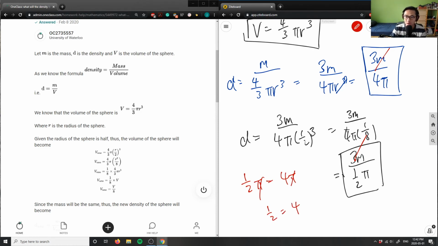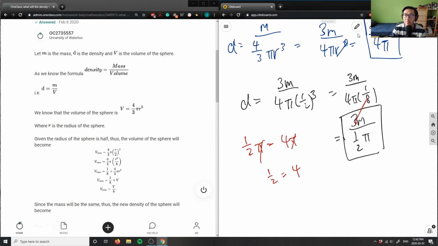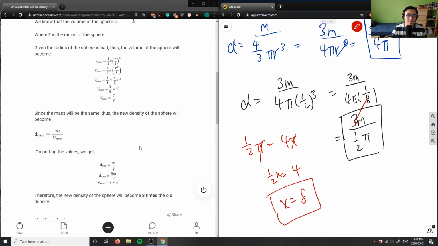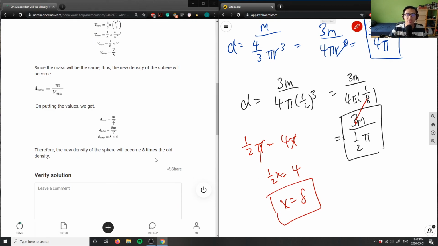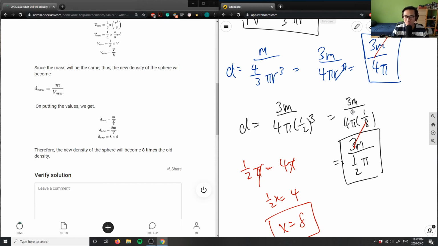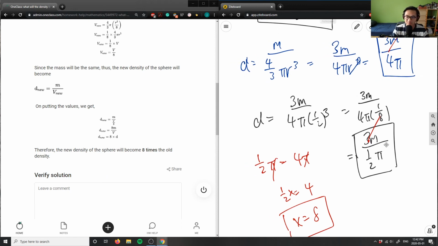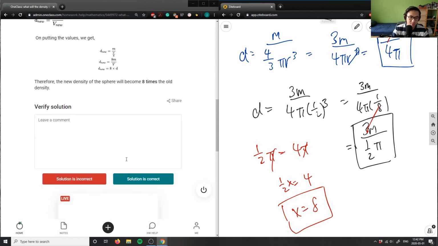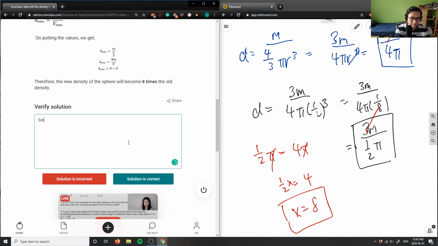So what is the difference between these proportions? I need half times x, or c, or whatever you want to call it. X would have to equal 8 to satisfy this equation. So therefore, the density of the sphere would be 8 times the old density. So this solution here is correct. I messed up here and said 4 times 8 is 2, whereas 4 times 8 is actually 1/2. So I forgot to include the half. So this solution is correct. Sorry about that. Good explanation.